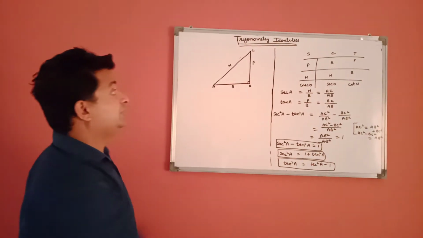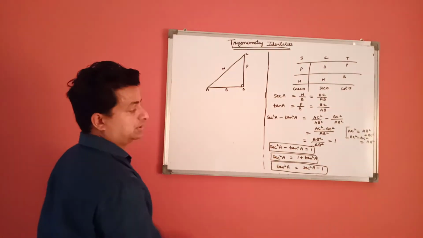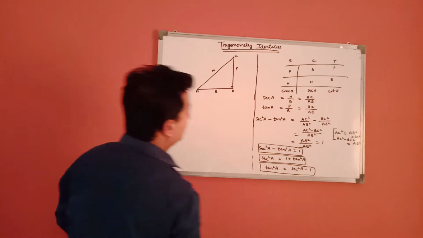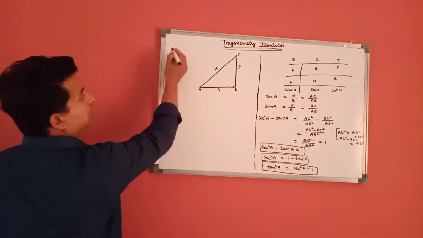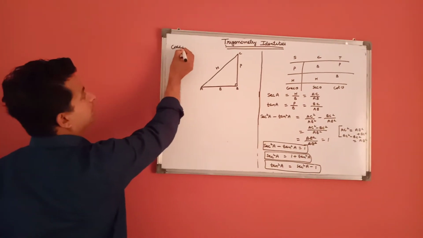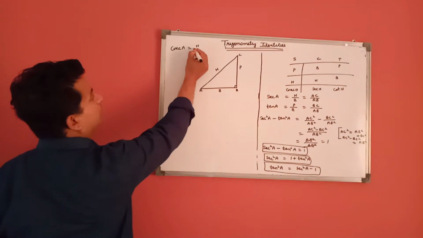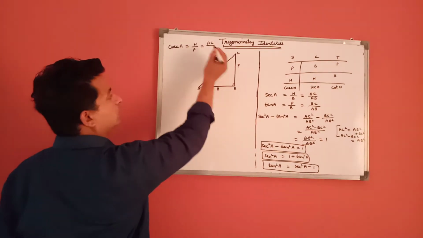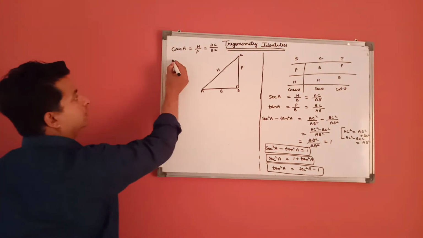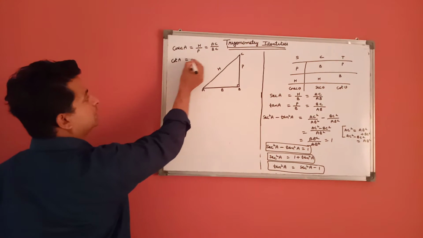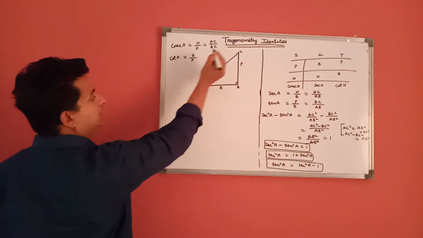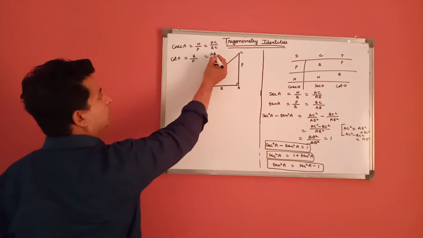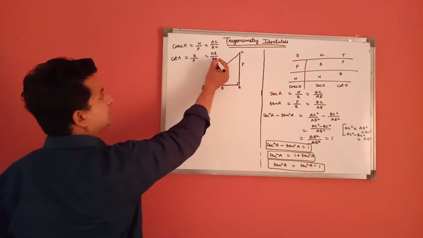As in the previous video, we found 6 relations up to this. In the 7th relation, we use cosecant A. Cosecant A is hypotenuse over perpendicular, that is AC upon BC, and cot A, which is equal to base over perpendicular, that is AB upon BC.